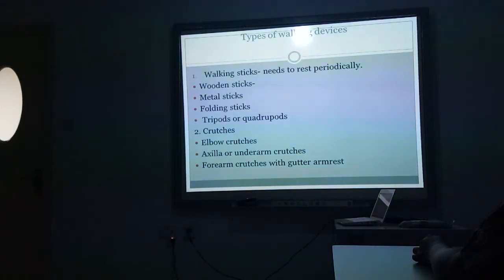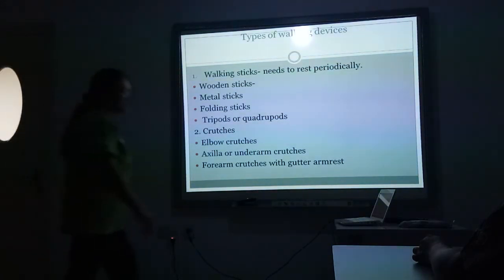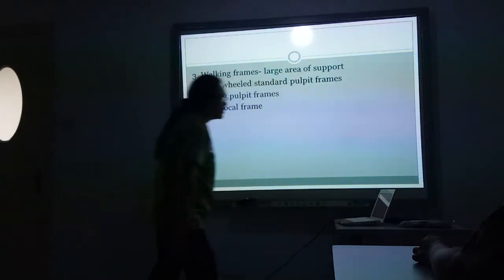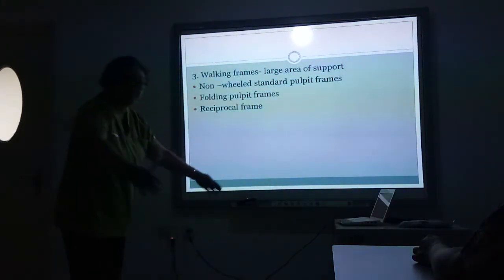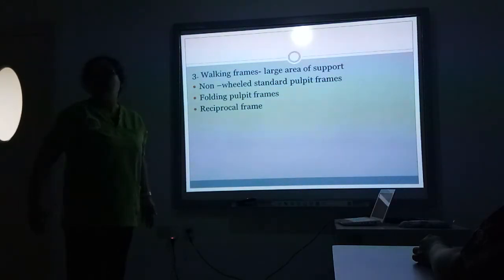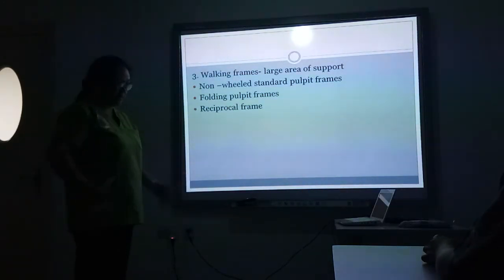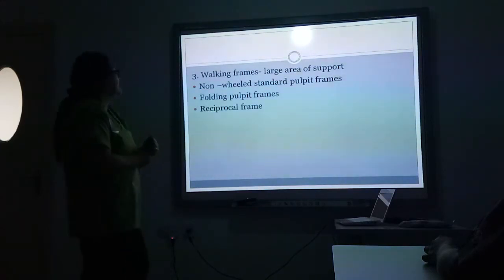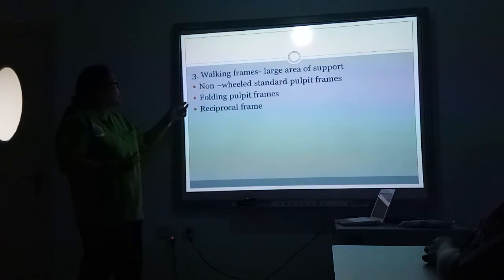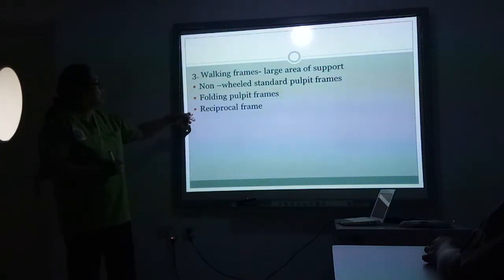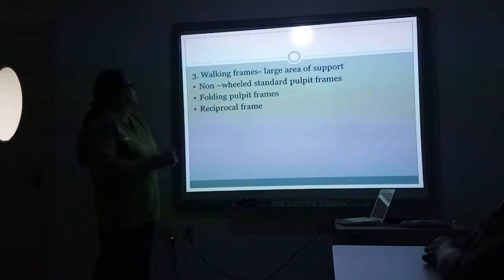Let's see next. Okay, walking frames. Walking frames ay yung apat. Oh, cane siya na nakaganon, na ginaganon-ganon lang. Okay. Non-wheeled, walang gulong, folding, okay, folding siya. And reciprocal, yun ito yung pwede mong ma-fold at hindi. Okay?